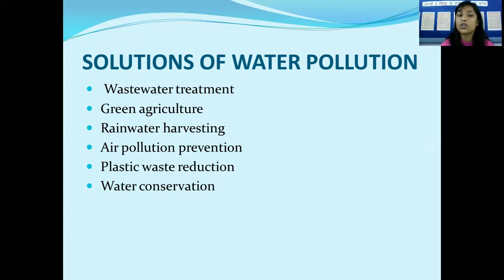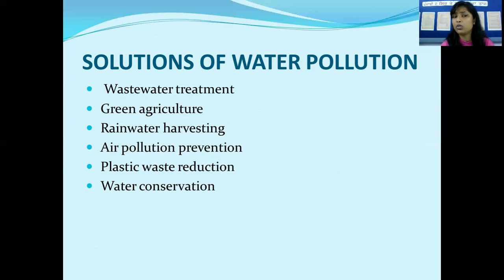Also, the third point you can see here is rainwater harvesting. Rainwater harvesting is collecting the extra water when there is rain, and that will be used later. So if we have extra water which we save from the rain, we can use it for other activities later, right? Now, air pollution prevention.